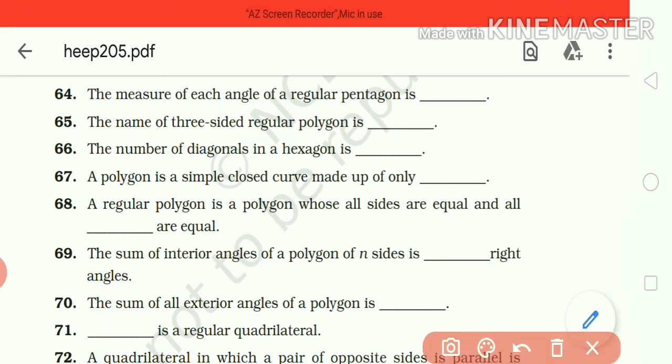Now come to question number 66. The number of diagonals in the hexagon is. So you know that the number of diagonals in the hexagon, if you draw, is 9. Come to question number 67.